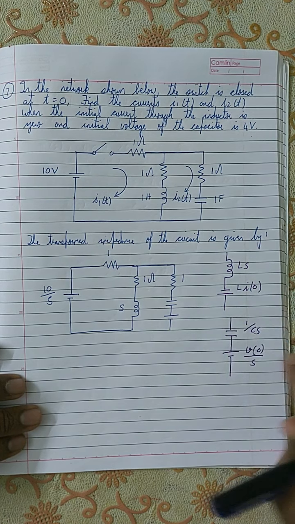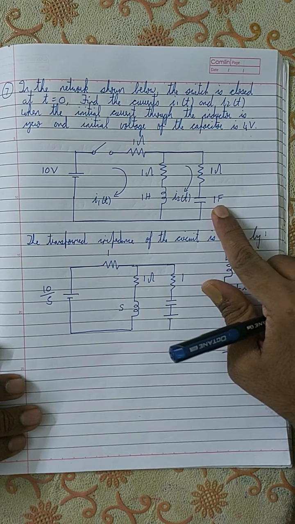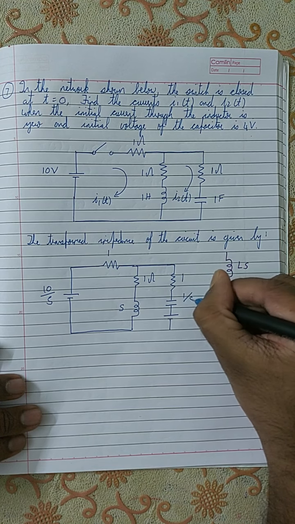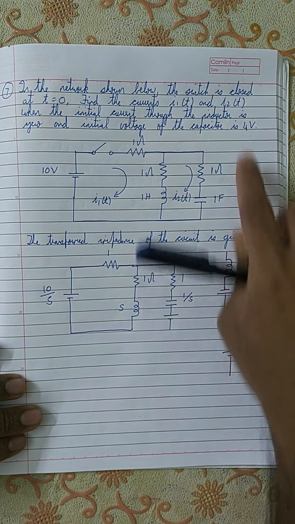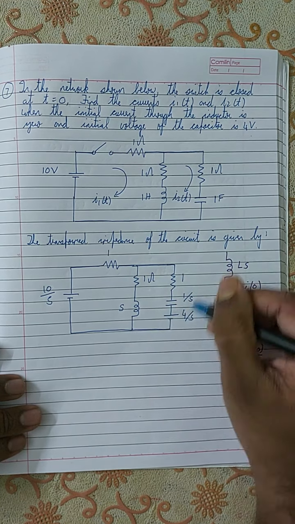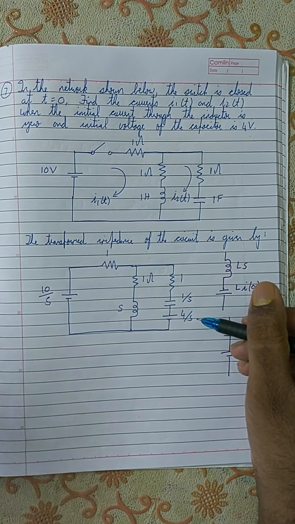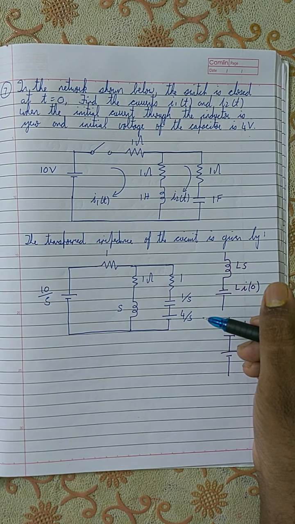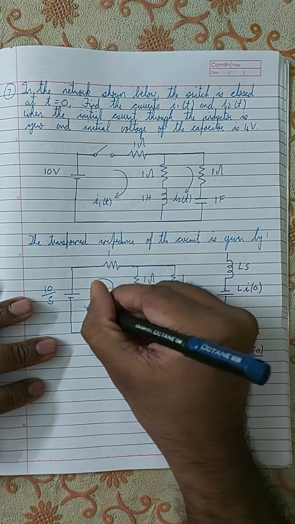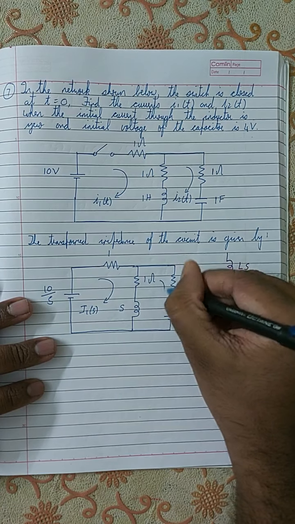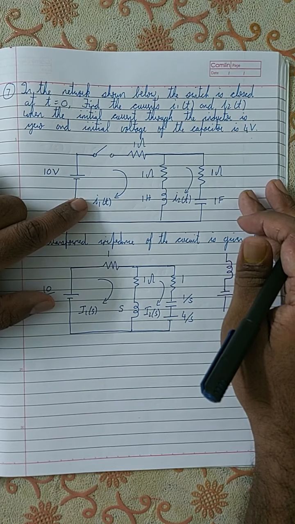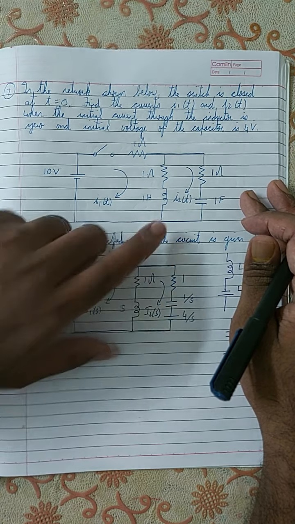And what is the value of the capacitor? It is 1 by Cs. What is the value of C? C is 1 farad, so this is 1 by 1s, which is 1 by s. And what is the value of the positive voltage? V of 0 is equal to 4, right? So it is 4 by s. So the value of the capacitor is 1 by s, and the value of the positive voltage is 4 by s. Here you need to find the value of I1 of t and I2 of t, which means you need to find I1 of s and I2 of s, where I1 of s is the Laplace transform of I1 of t, and I2 of s is the Laplace transform of I2 of t.